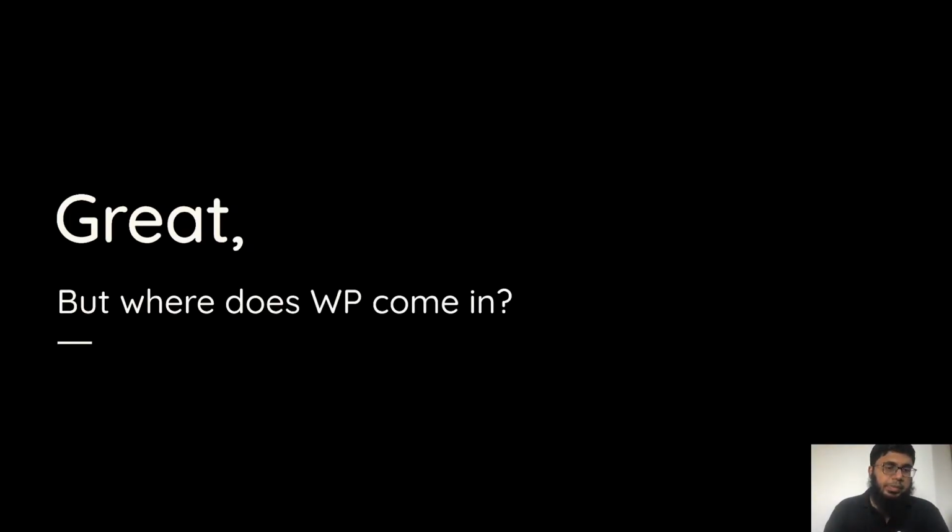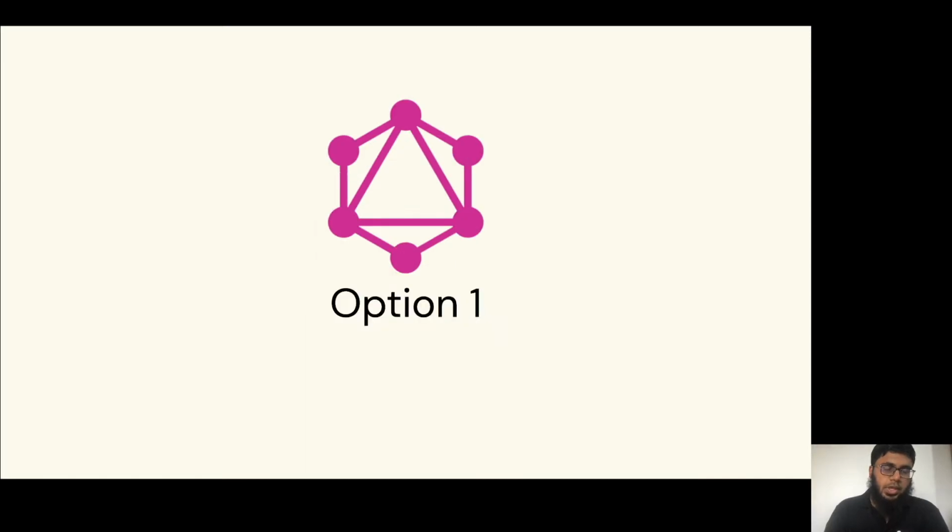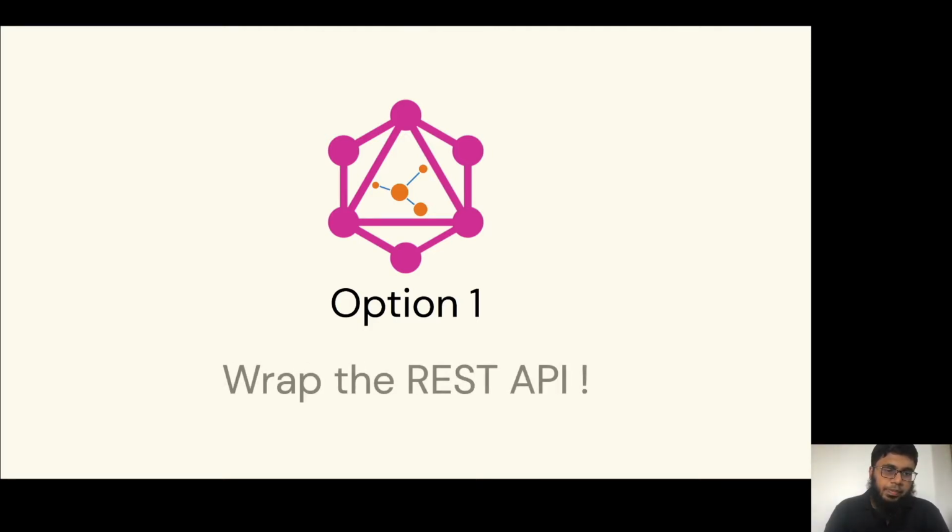Now, where does WordPress come in? So when you want to implement GraphQL with WordPress, there are a couple of options. The first option would be to wrap the WordPress REST API in a GraphQL schema.